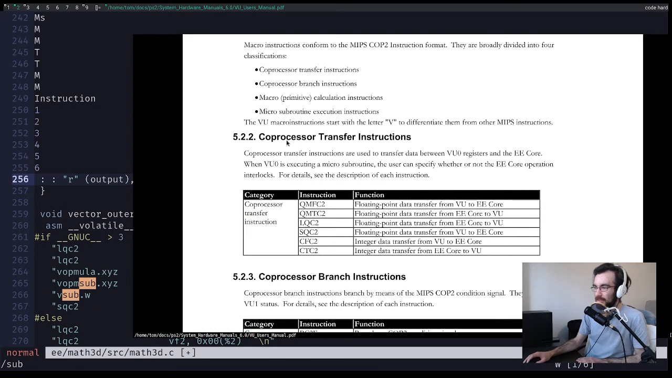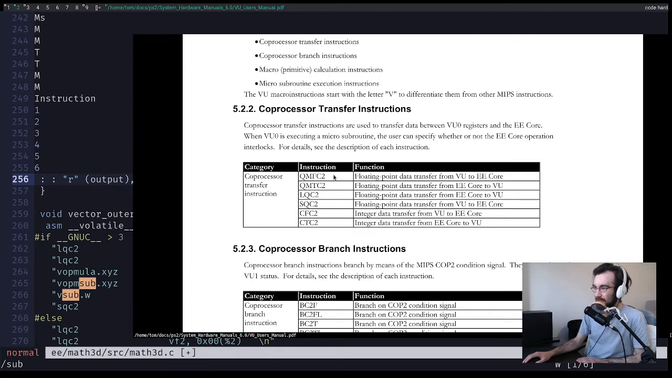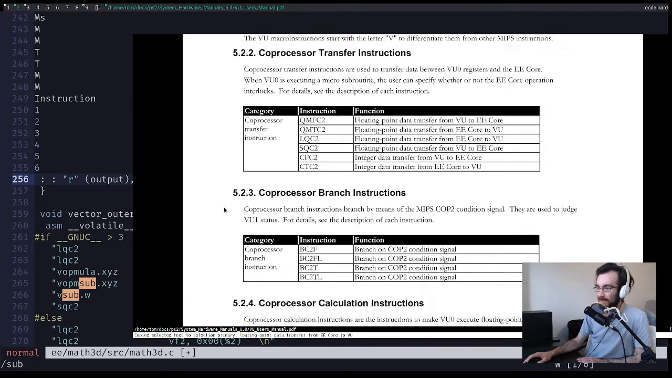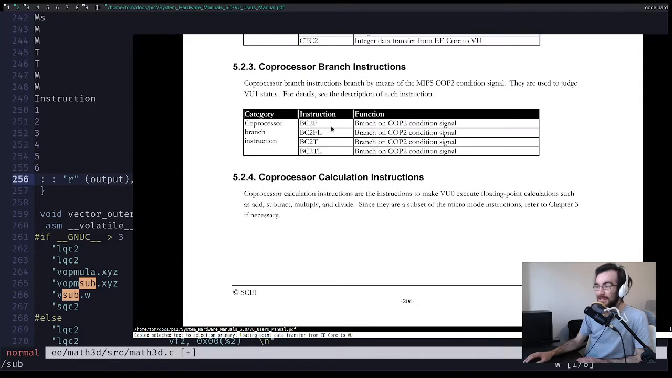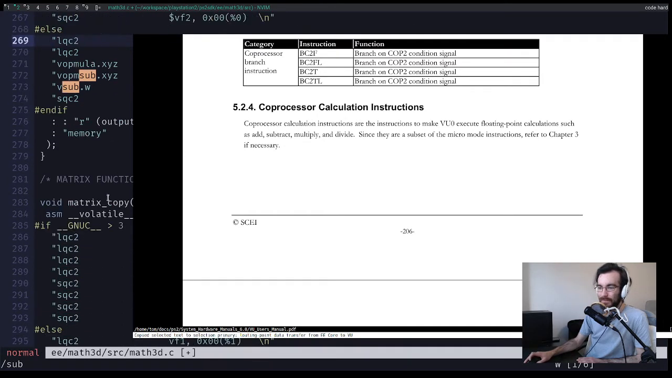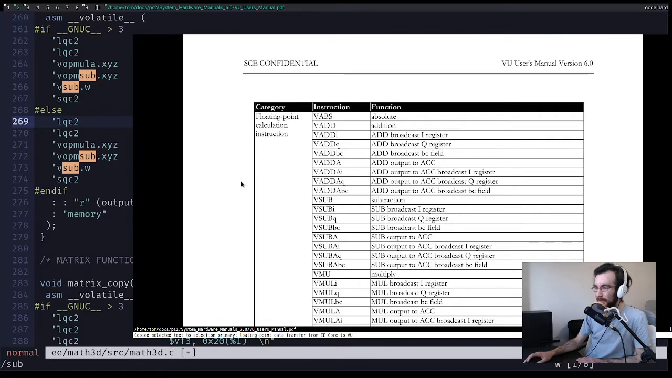Cool, coprocessor transfer instructions. Interesting, I don't really understand this. I was wondering what LQC2 was. Floating point data transfer from EE to VU. Cool. How does it work? I don't know. Coprocessor branch. That's wild. BCF. I imagine we don't have many BCF instructions, but there must be a few.